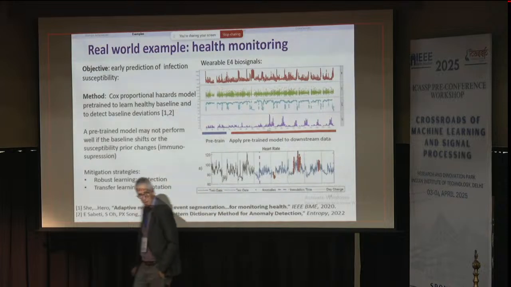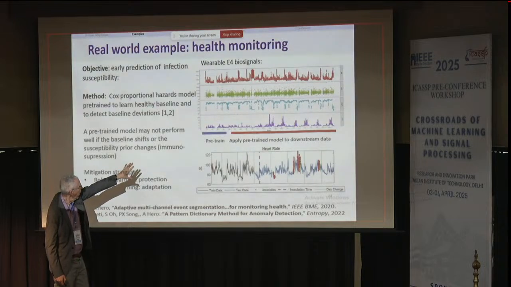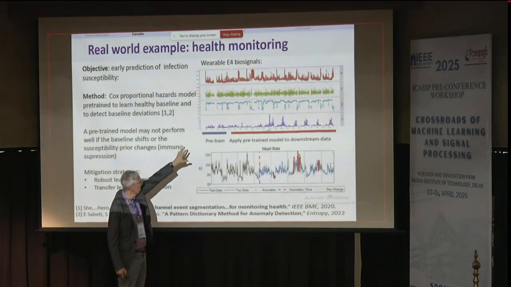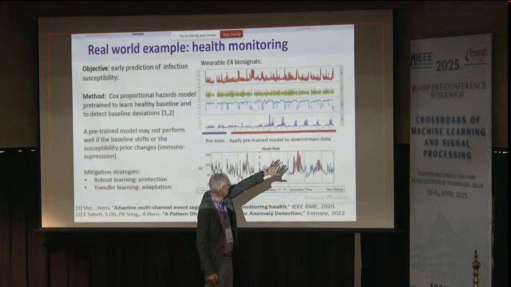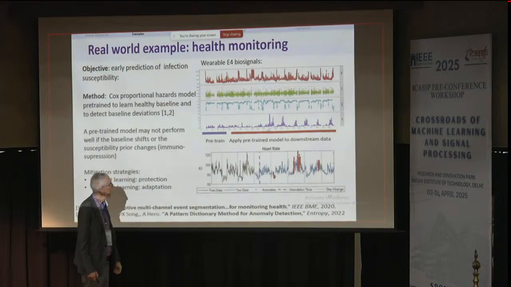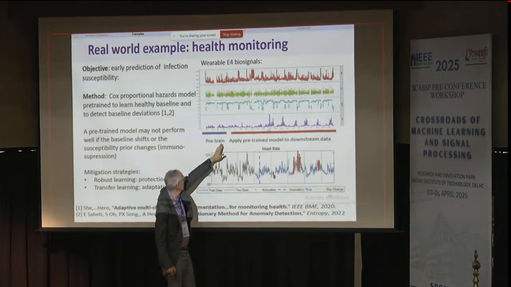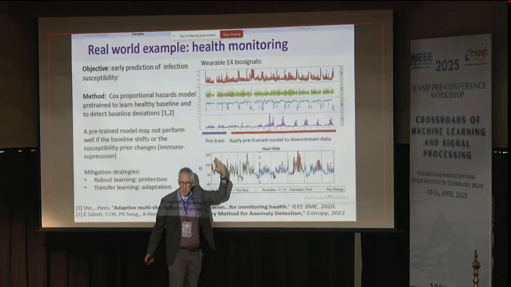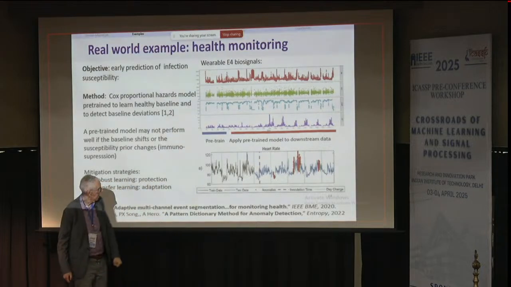For this study, we had subjects who were wearing health watches that measured things like electrodermal activity, or resistance, I should say, accelerometer activity, heart rate, and so forth over time. And there's a pre-training segment where the subjects are healthy, and then at some point they get exposed to a pathogen and they catch the disease or not, right? They're infected or not. In this particular case, it's the common cold.